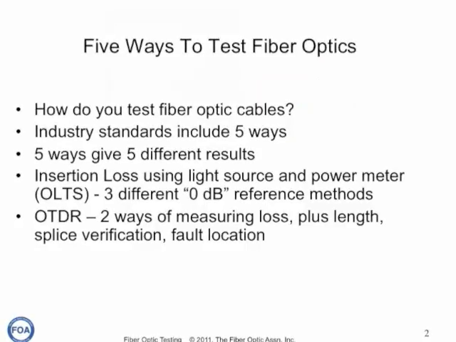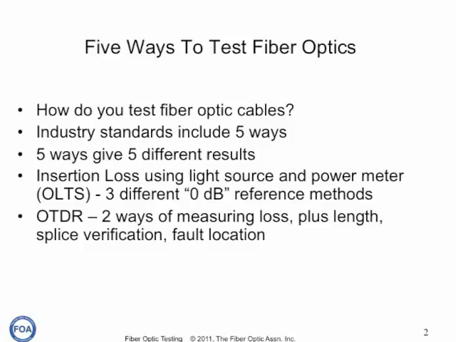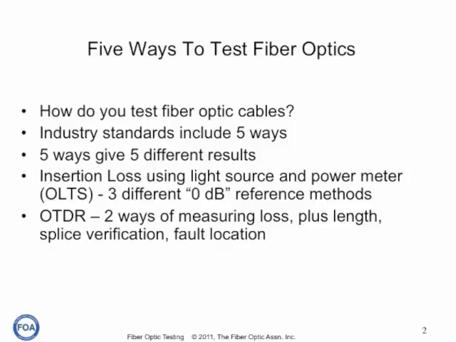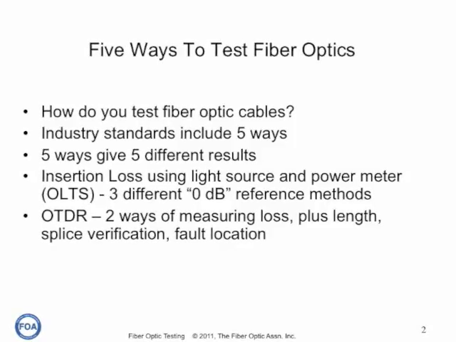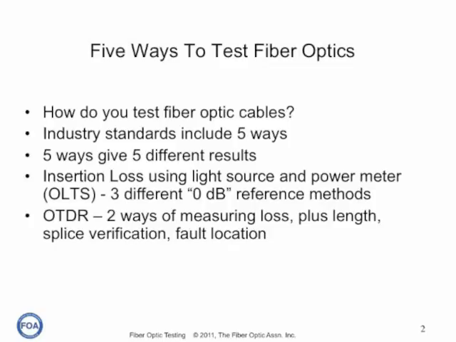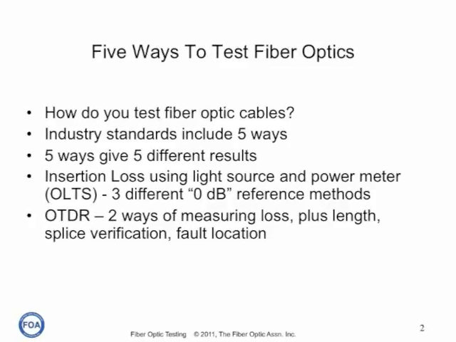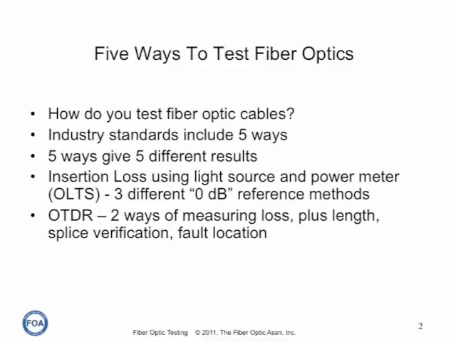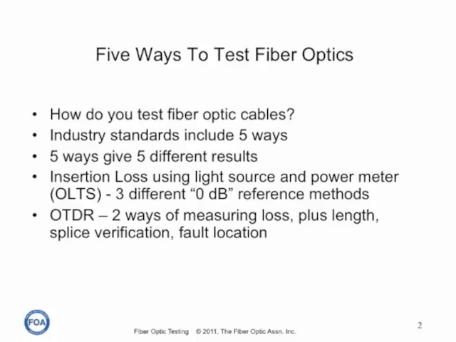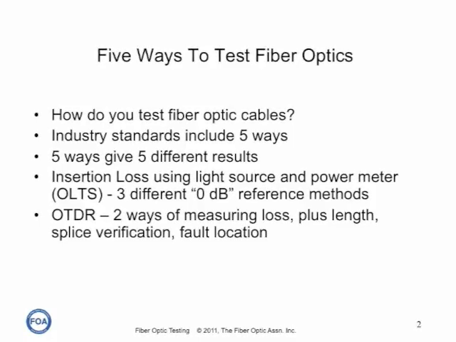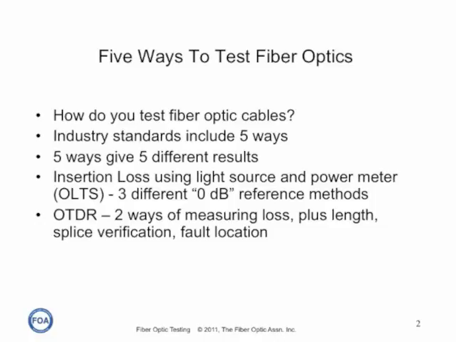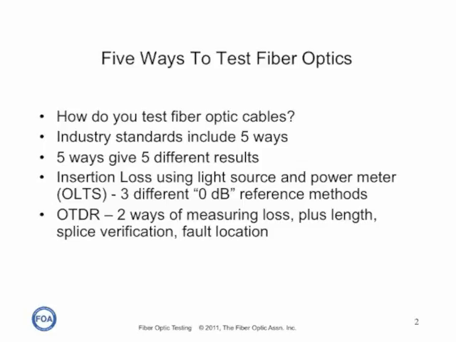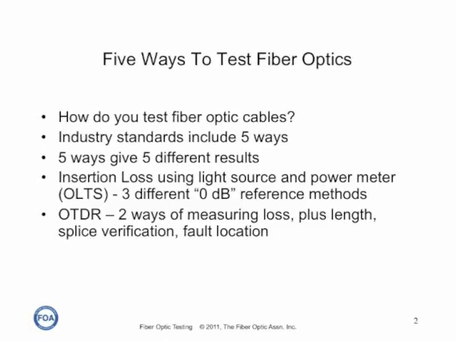How do you test fiber optic cable plants? Well, industry standards around the world include 5 different ways you can actually do the tests. And those 5 ways will give you 5 different results for the loss of the cable plant. 3 of them involve insertion loss using a light source and power meter, and 3 different ways of setting the reference for 0 dB. Then there are 2 separate ways of using an OTDR to test the cable plant loss. So let's look at all of these.